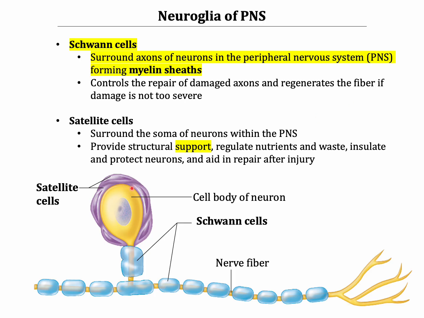Then lastly, we have these satellite cells shown in purple. They surround the cell body of neurons. They help to provide structural support, some chemical support. They're really just there providing a helping hand for those neurons in the peripheral nervous system.